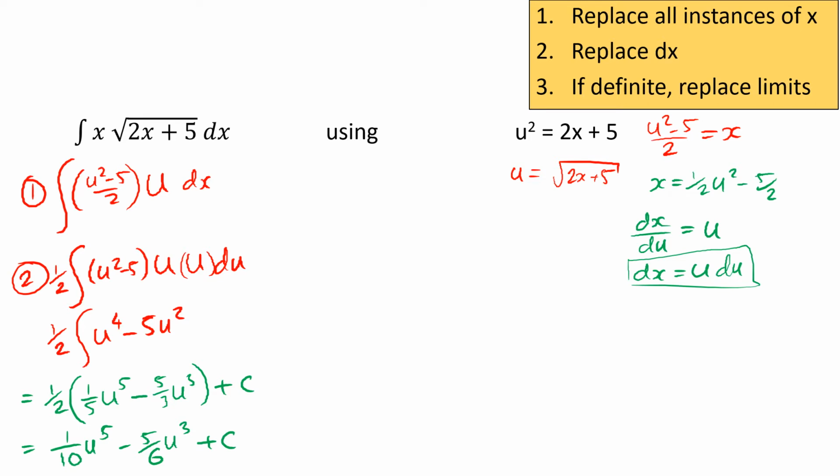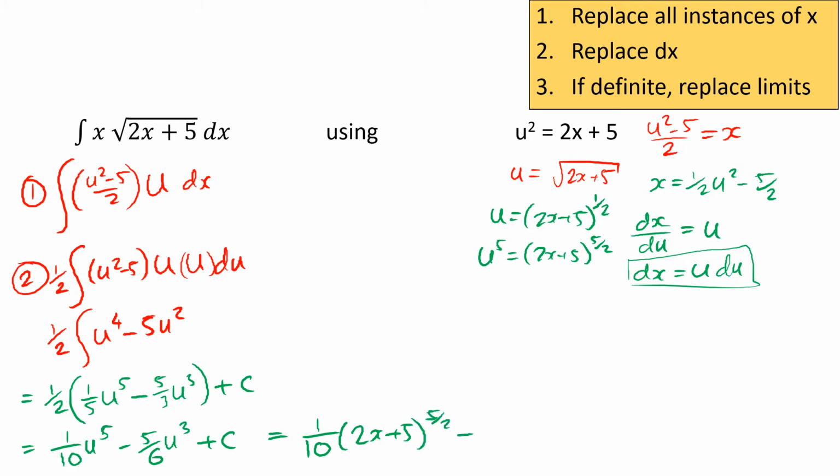And we should be able to substitute in our thing now. So if u was equal to 2x plus 5 all rooted, so in other words, u is equal to 2x plus 5 to the power of a half, then u to the power of 5 would be, just raise that to the power of 5, to the power of 5 over 2, and u cubed would be to the power of 3 over 2. So our final answer here, and this is exactly the same answer we got on the previous question because it's the same integral, just done with a different substitution, would be a tenth of 2x plus 5 to the 5 over 2 minus 5/6 of 2x plus 5 to the 3 over 2 plus c.